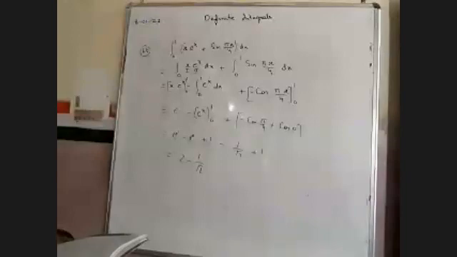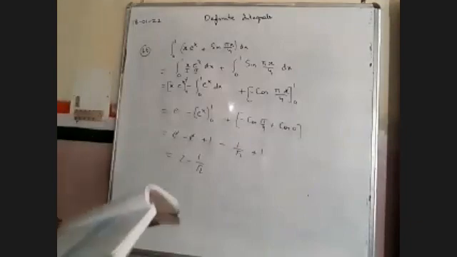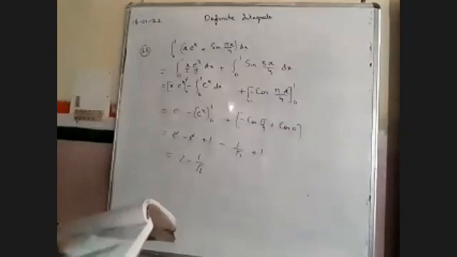1 upon x square, you can write tan inverse x and put the value of upper limit and lower limit. You will get the answer also. So this exercise is completed. Let's start the next exercise.